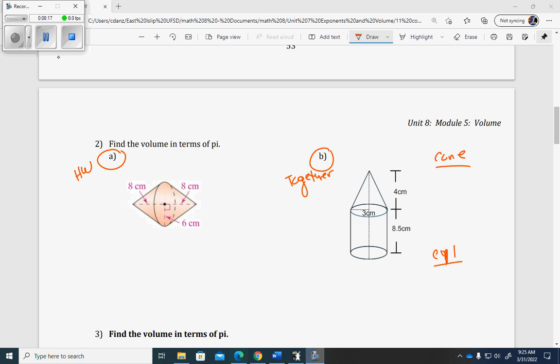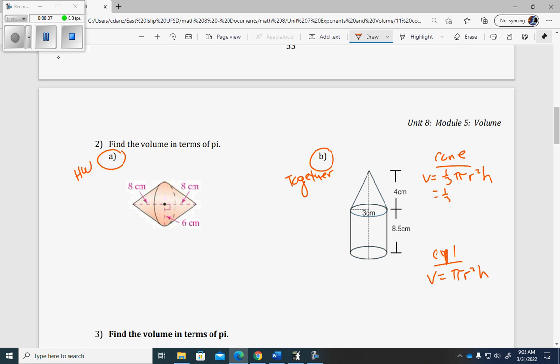So we'll find the volume of each and then add it together. Volume of a cone is 1/3 pi r squared h. Volume of a cylinder is pi r squared h. So you have to look really carefully so that you use the correct numbers for each shape.